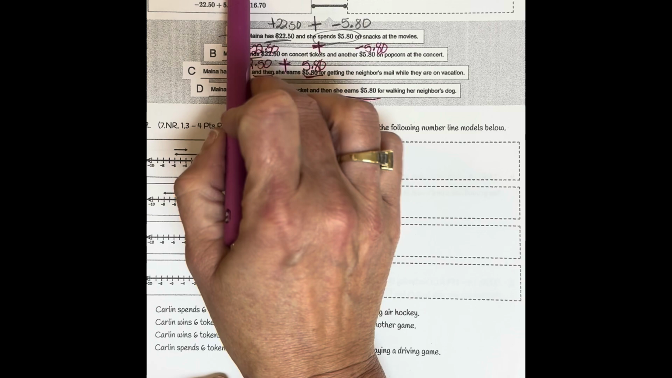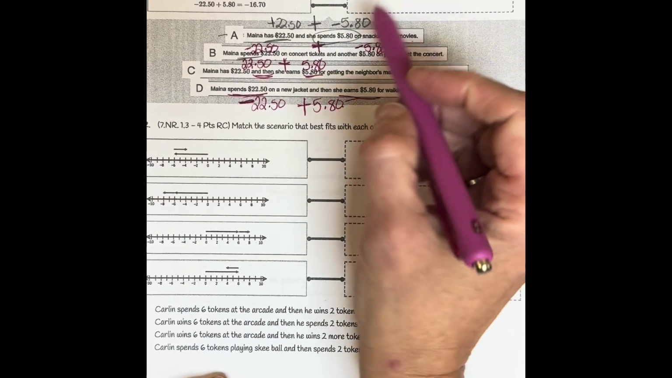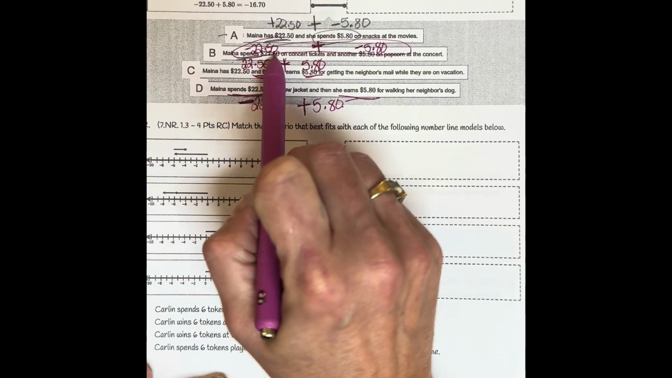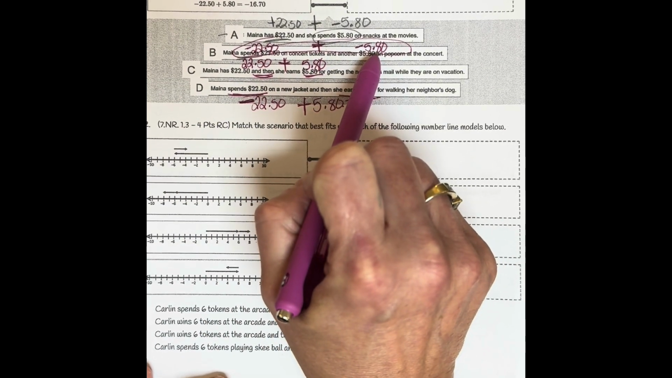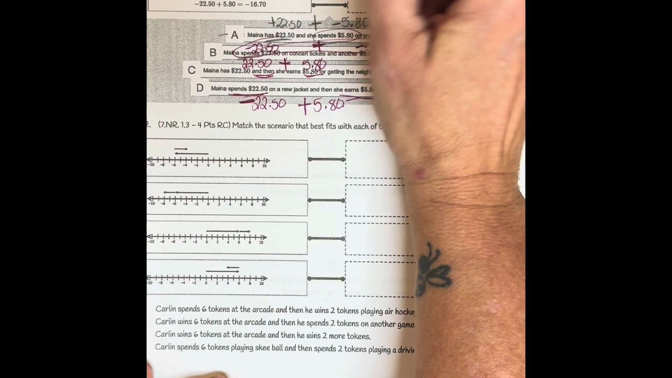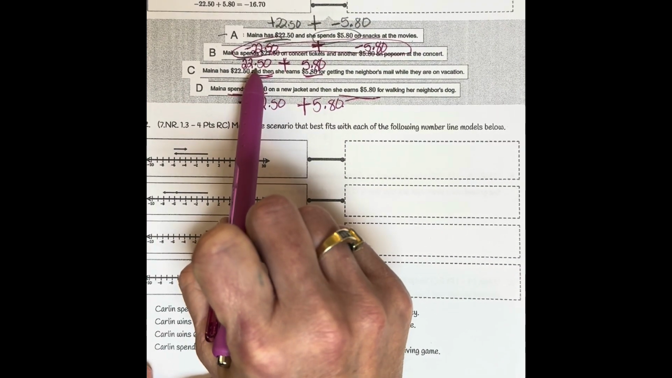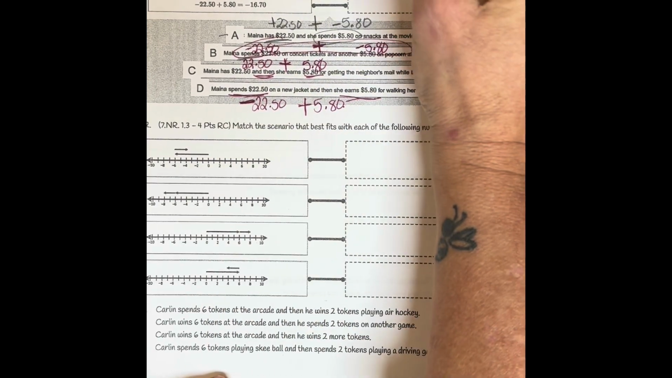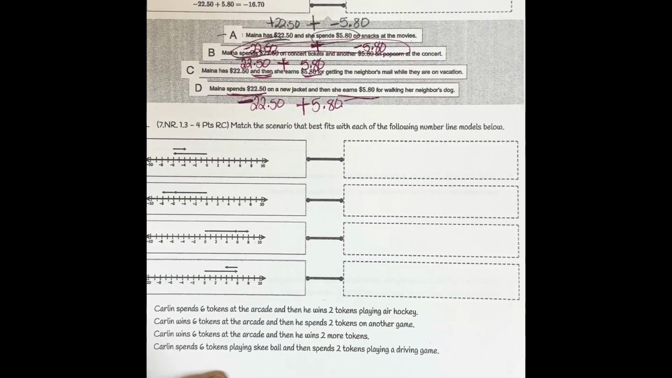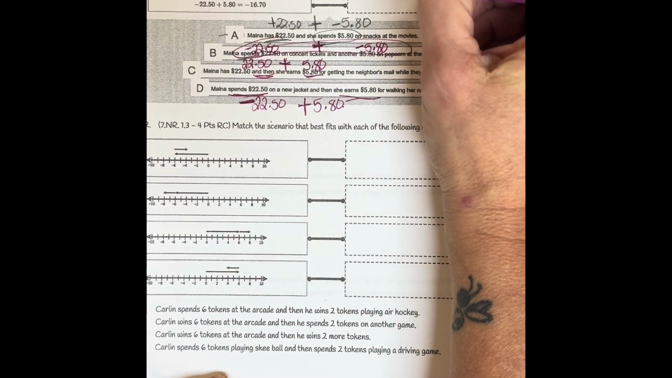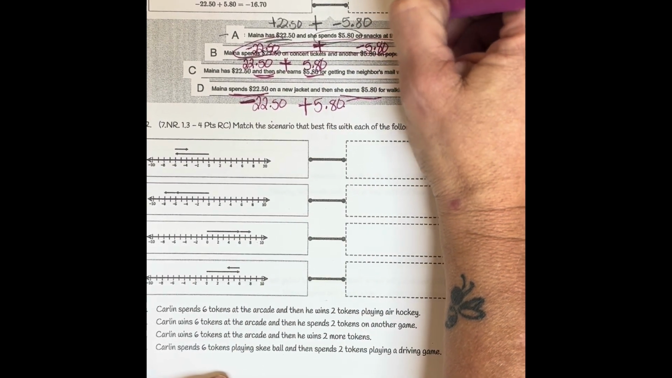If we change that to addition, now it makes sense. Look right here. Negative $22.50 plus a negative $5.80. So this one is B. She's got, all right, this is $22.50 plus $5.80. So this one would be C. And this one's negative $22.50 plus $5.80, which is D.